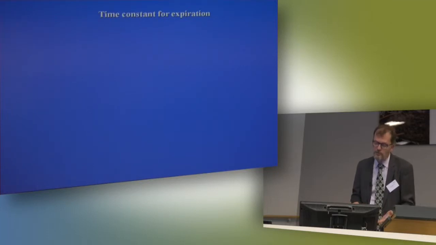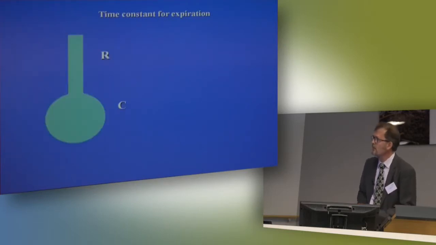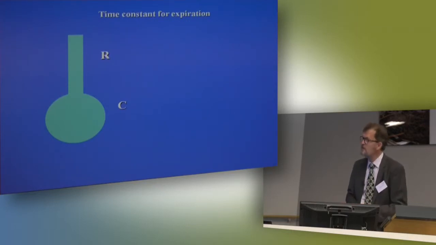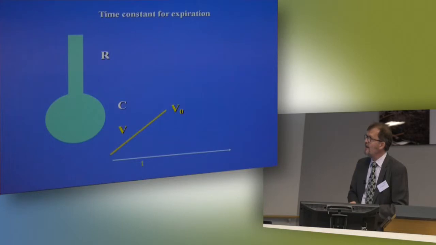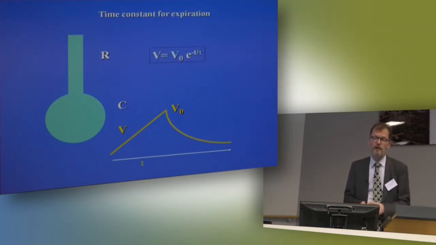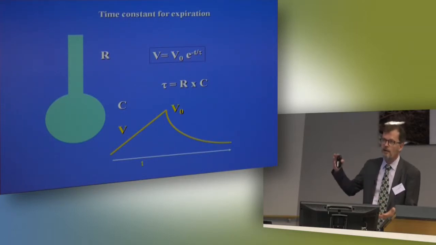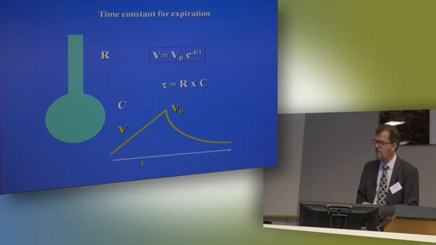And the first thing to say is that the respiratory system can be considered in a schematic way as a compliance and a resistance. And with such a system, the expiration from a given tidal volume follows a mono-exponential equation. This mono-exponential equation has a time constant, which for the respiratory system is a product of resistance and compliance, which intuitively I think makes sense. The higher the resistance or the higher the compliance, the longer it takes for expiration.